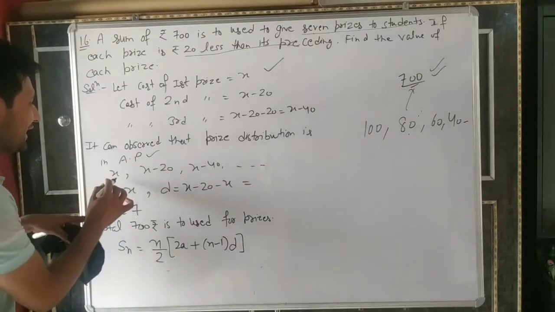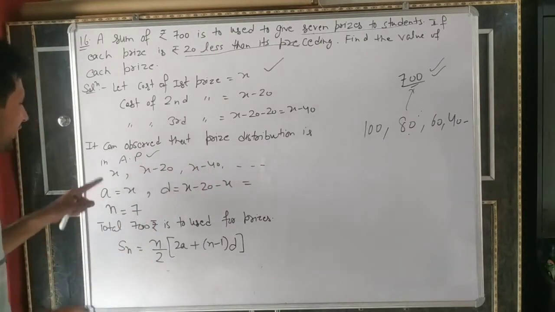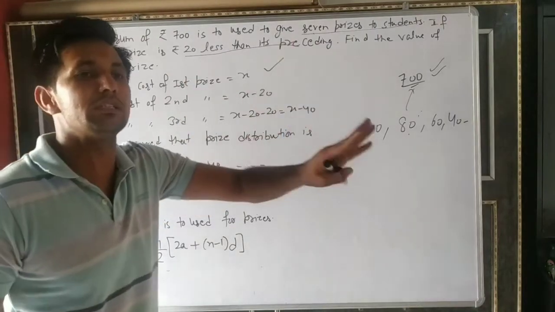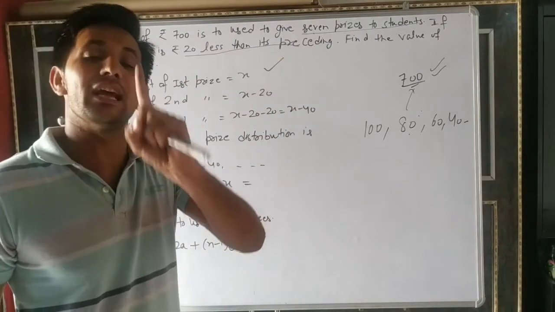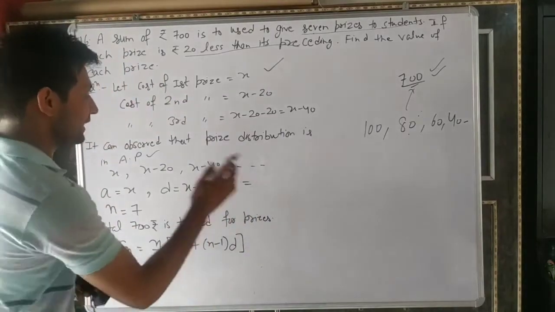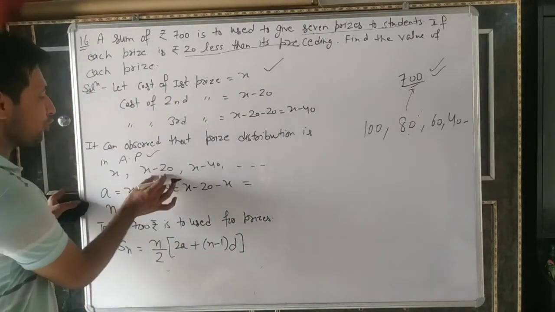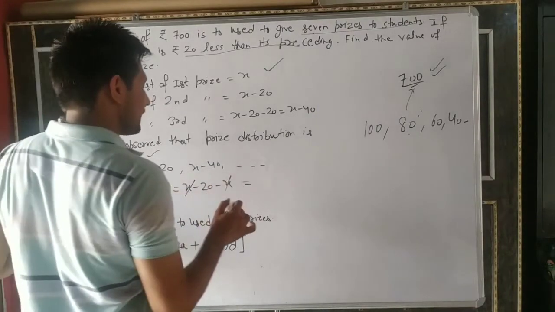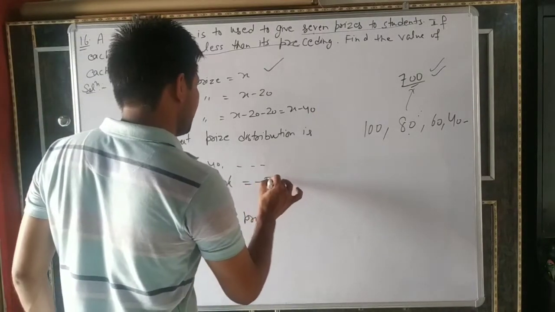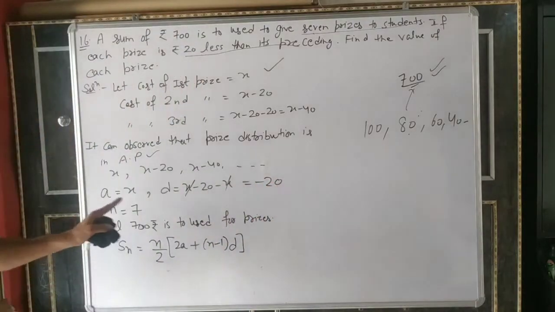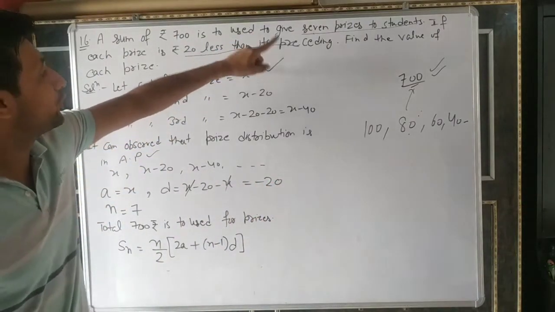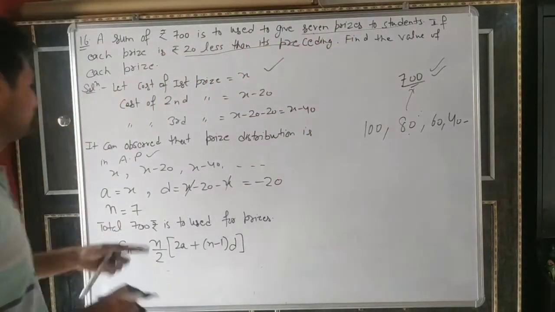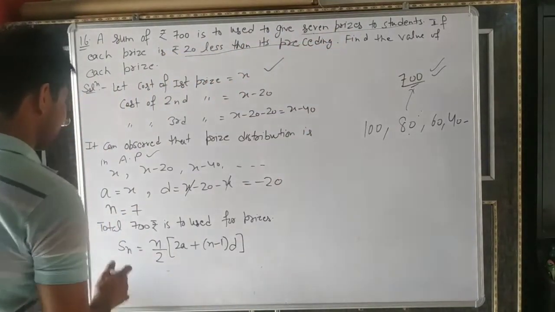What is X? X minus 20, X minus 40. So the first term A is X, and D: every time how much is less? 20. Less means negative, so it is minus 20. Otherwise you can find A2 minus A1: X minus 20 minus X, X minus X is 0, what remains? D is minus 20. And N is how many? You want to distribute 700 rupees among 7, so N is 7.